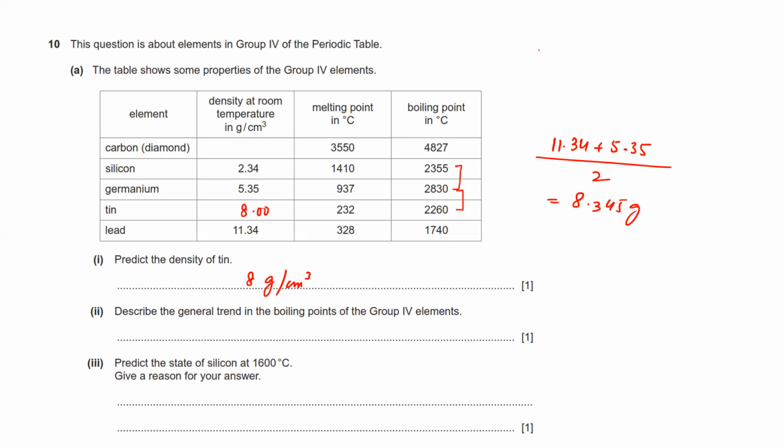Except for germanium, which is an exception. Overall, the general trend, the boiling point decreases as we go down the group.